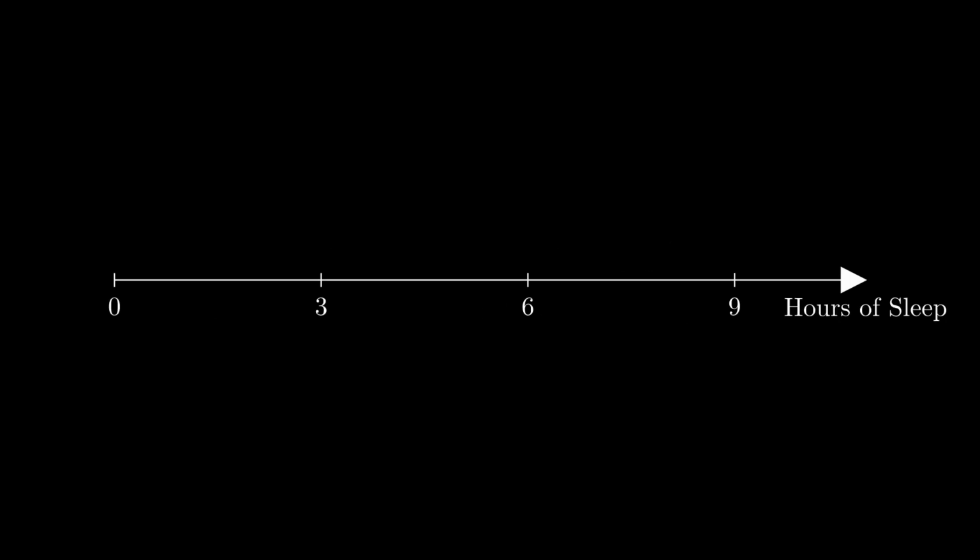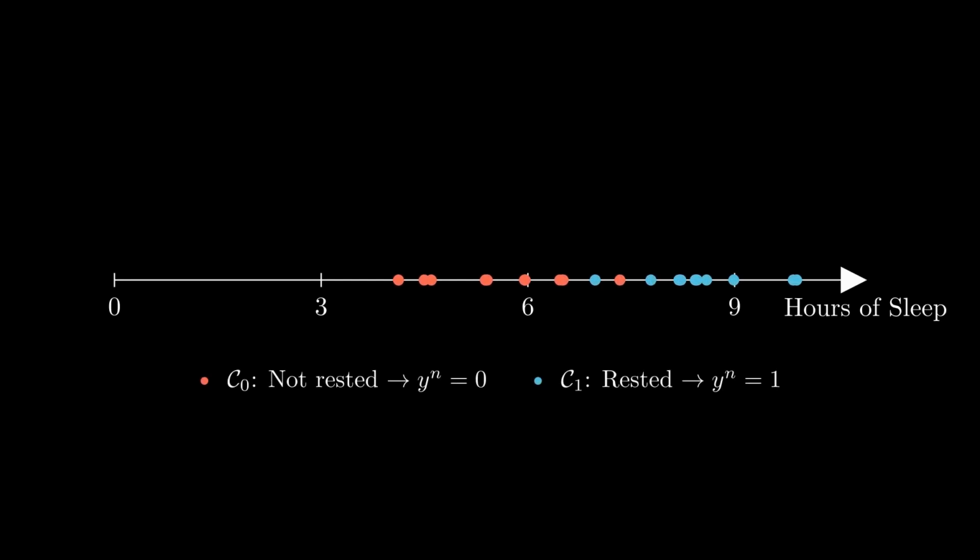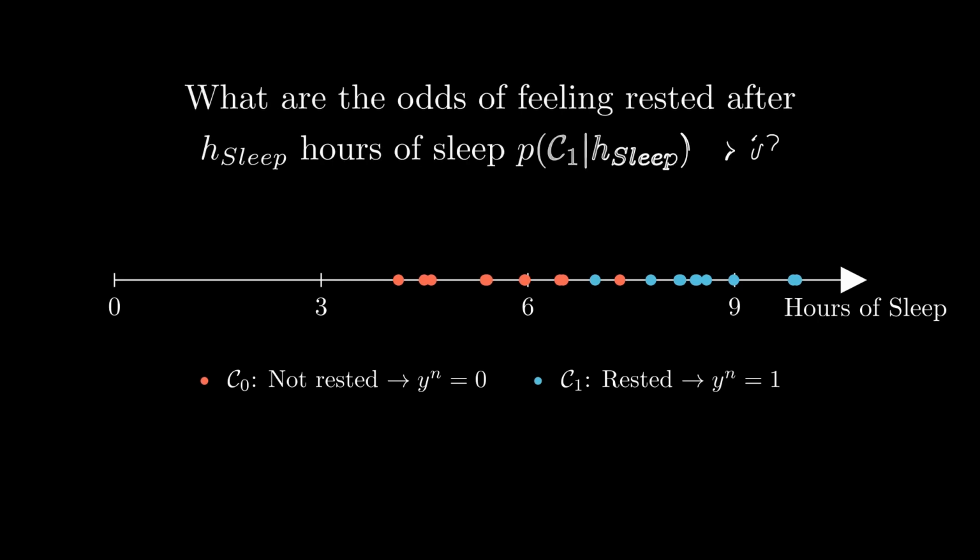To start things off, think of the following example. You are developing a device that is supposed to give suggestions for a good sleep. To train the device, you have tracked the hours you have slept and whether you feel rested afterwards. You now have to come up with a model for the device to predict whether you feel rested after a given amount of sleep.